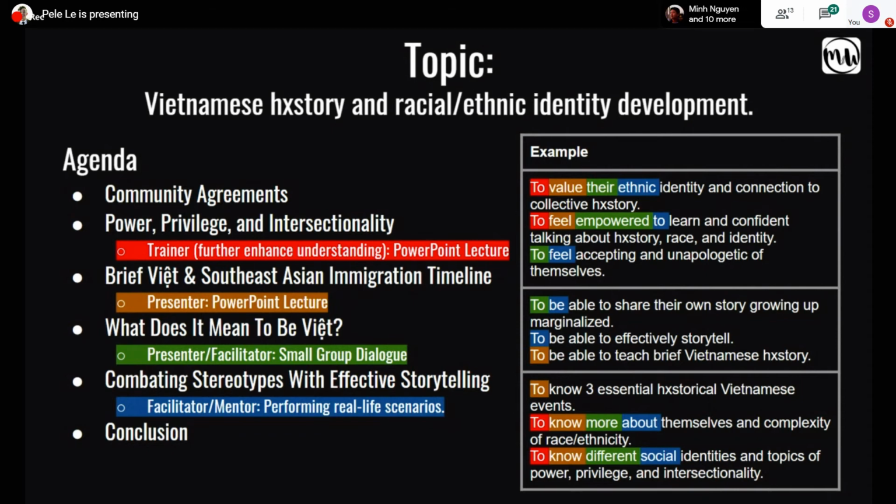and being able to react or create a scene where they face the stereotype, and then they're able to deconstruct it or address it on the spot.